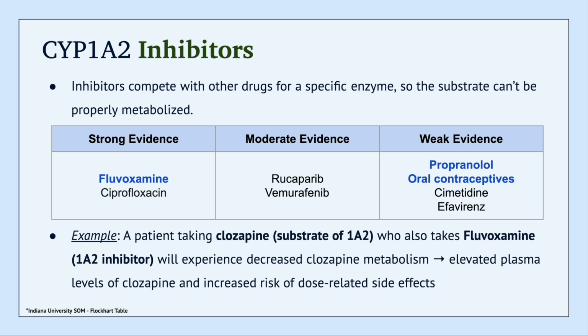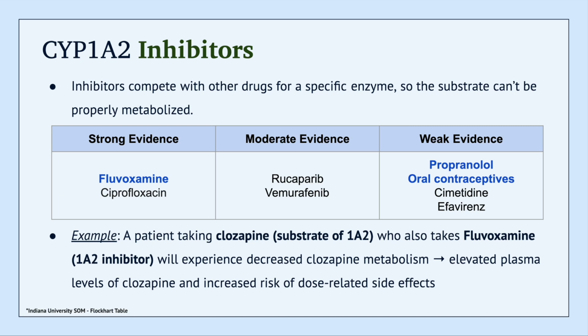We can contrast this with inhibitors of CYP1A2. Inhibitors compete with other drugs for a specific enzyme, so the substrate can't be properly metabolized. And so some of the drugs that stick out here include fluvoxamine, propranolol, and oral contraceptives.